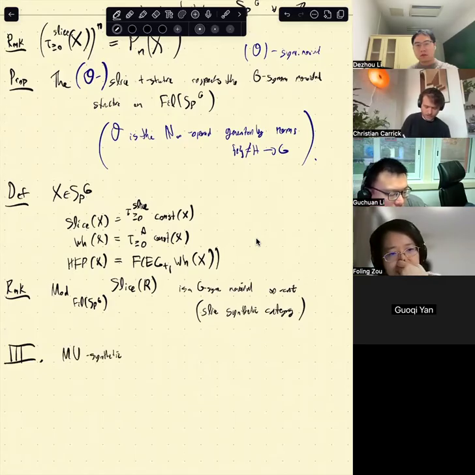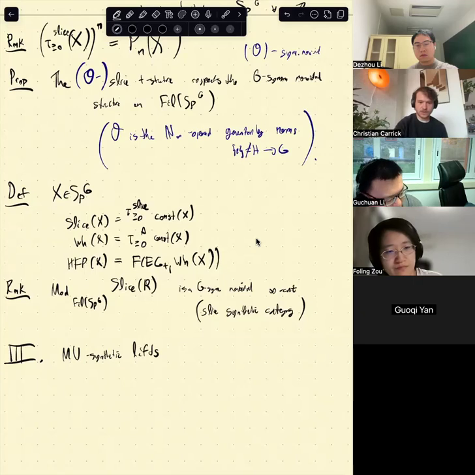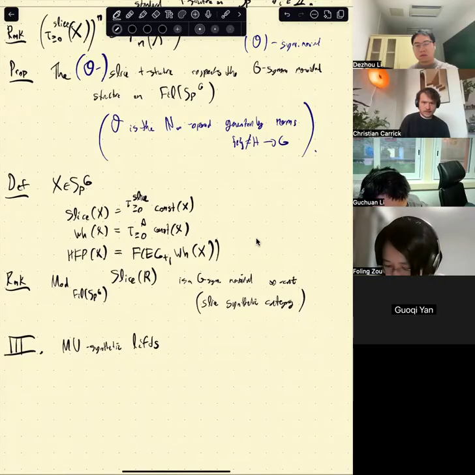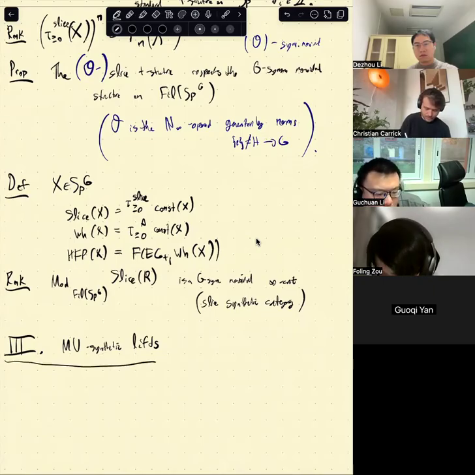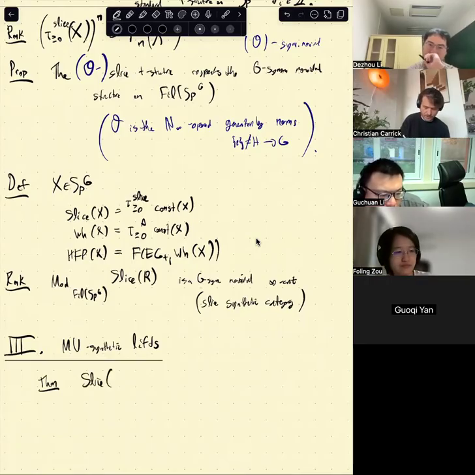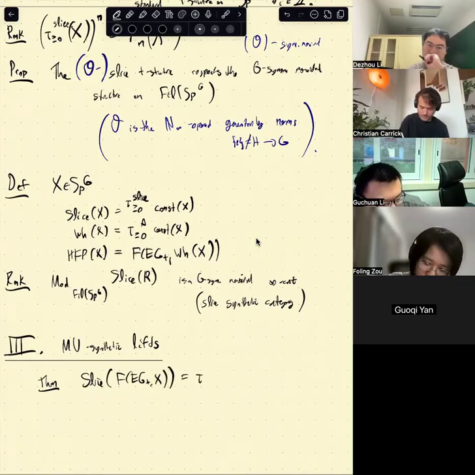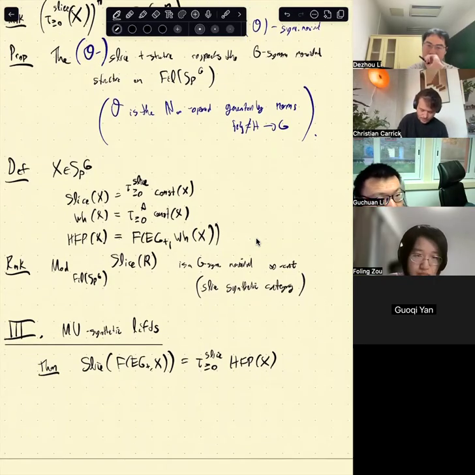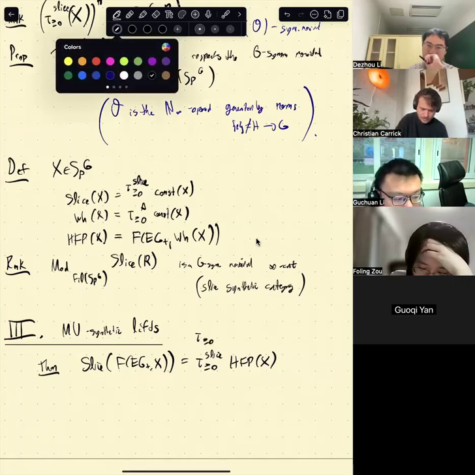Okay, so I'll talk now about these MU synthetic lifts that I mentioned at the beginning. Let me state again the theorem that I mentioned in the introduction, which is that if I take the slice of the Borel completion of a G spectrum X, this is the connective cover of the homotopy fixed point spectral sequence in the slice T structure. And actually, this is also true if I use the O slice T structure.